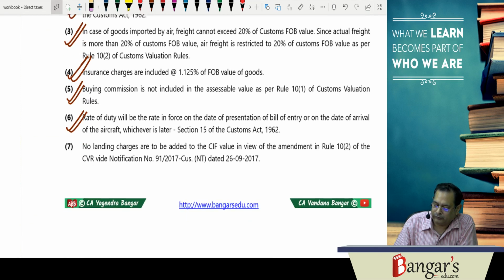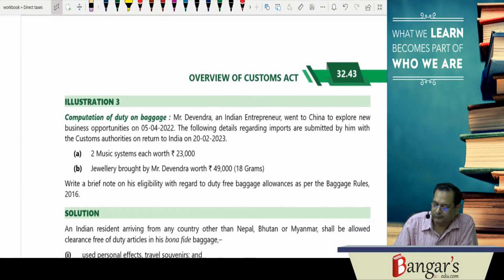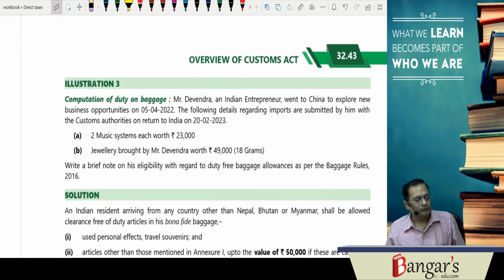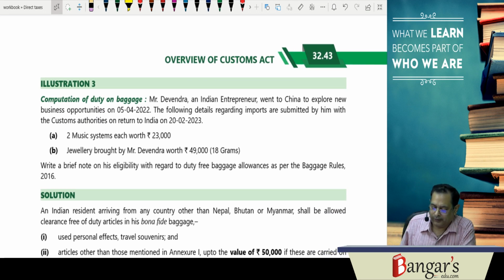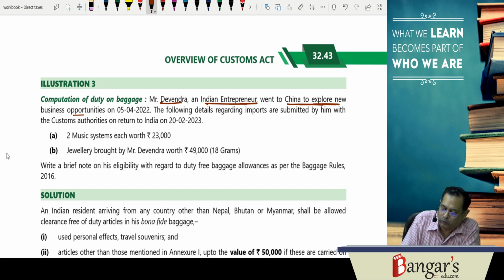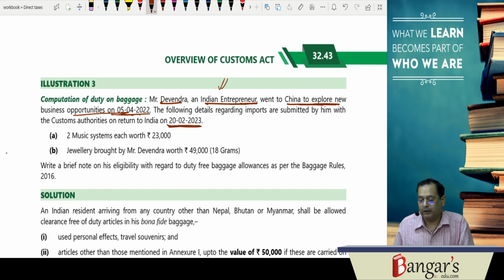We have already discussed the practical questions relating to valuation and classification aspects. Now let us discuss one practical question relating to baggage. Mr. Devendra is an Indian entrepreneur. He went to China to explore new business opportunities. So he is an Indian resident. He went to China on 5/4/22 and returned on 20th of February 23.